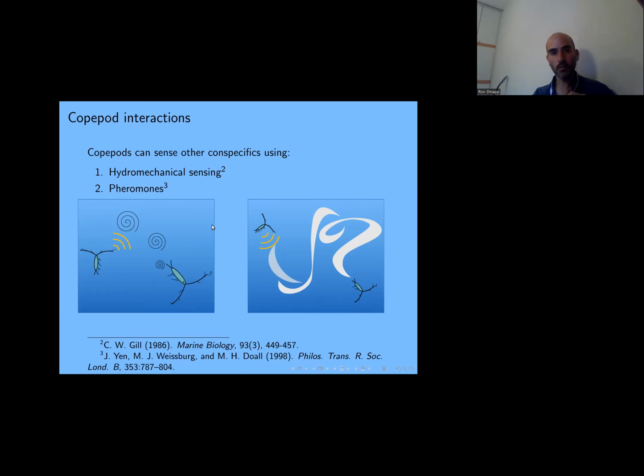The second means of communication is through pheromones. Apparently, female copepods leave a trail of pheromones as they swim in the water. And male copepods have chemoreceptors that can sense this pheromone trail and then trace it up in order to reach these females. So this is how the males can find females.